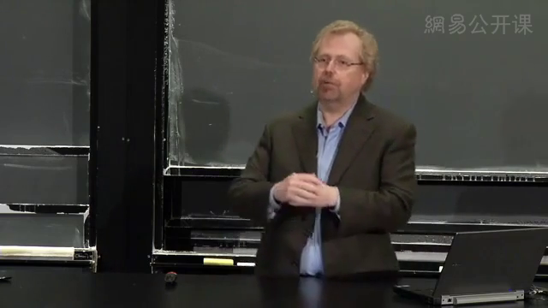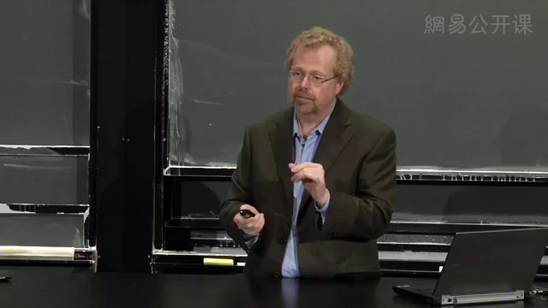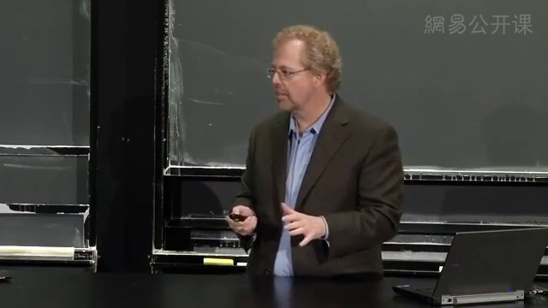So if you then put them in a vacuum, you can rupture a bunch of the vacuole walls, and then you can infuse something else into it. So in this case, what we do is we take very thinly sliced watermelon, we put it in a vacuum with a slurry of starch, and it sucks the starch right up into it. Then you fry it up, and you get very crispy watermelon chips.